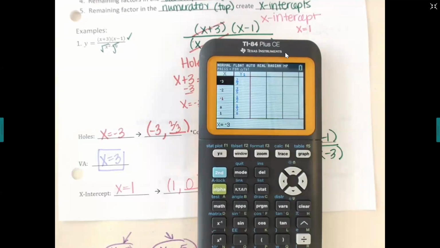Yes, sir. Okay, so do parentheses. X is right here, -1. And then close the parentheses. And then you're going to put in x minus 3 on the bottom. And then you go into your second graph.